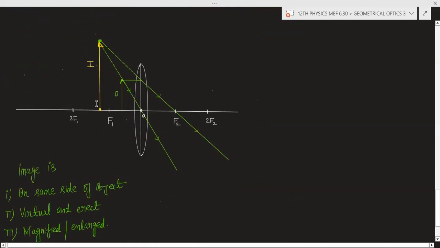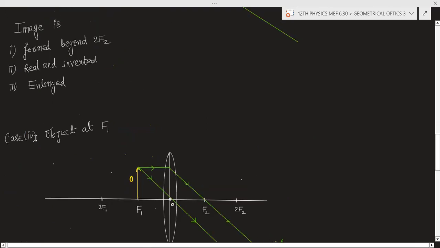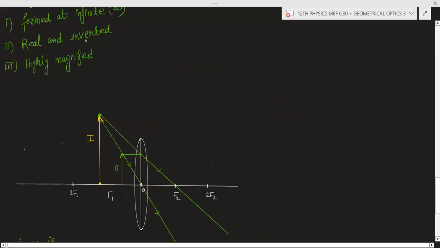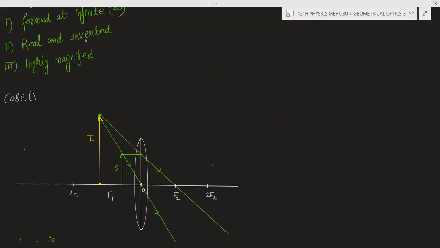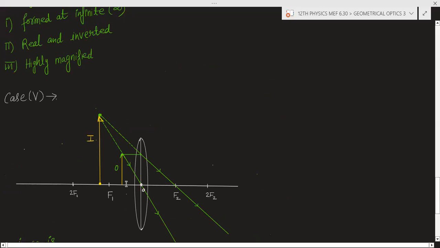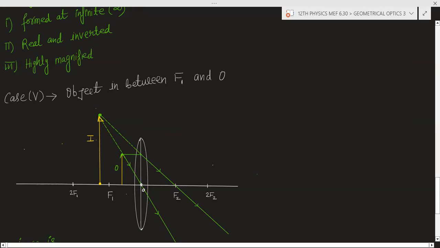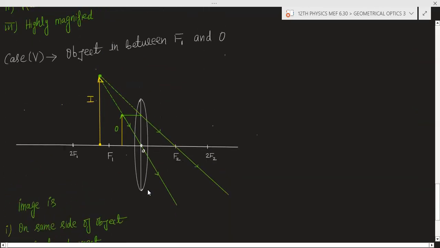Just wait a minute. This is case number four, and this is case number five. Case five: in this case, the object is in between F1 and optical center. F1 and O means F1 and optical center. Now you can take the screenshot.